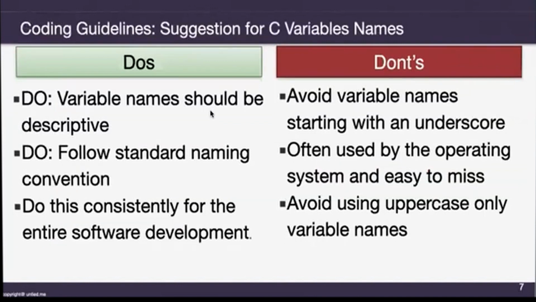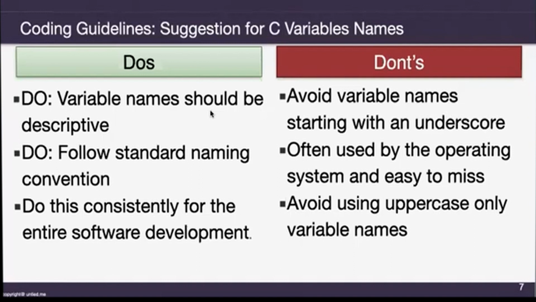What we can do and what we should not do, these are the two things. So in do's, first we complete do's. Variable name should be descriptive. For example, you are trying to store the roll number of the student, so you should write roll number completely. You should not write r as a variable name.